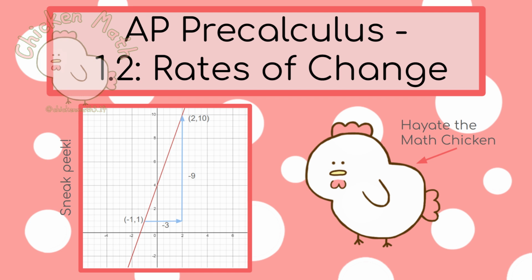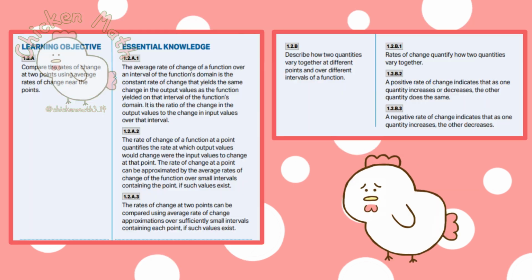Today we're going to be doing 1.2 rates of change. So these are the learning objectives. You can pause to read it if you want, but it's basically talking about what rate of change is and how to find it over an interval.